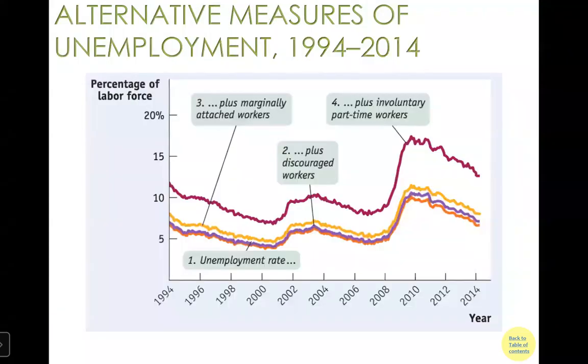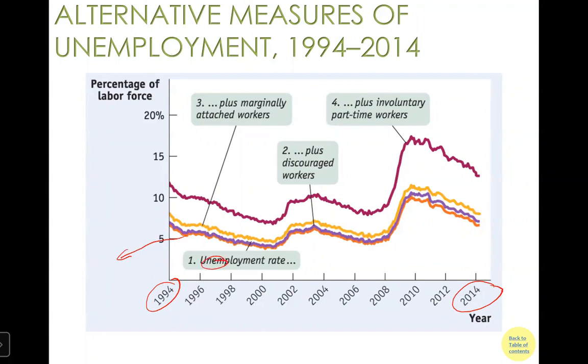So first, let me show you the actual data, and then I'll further explain. What's the problem with looking at unemployment only, and how can we compensate by looking at alternative or additional numbers, right? So look at this time series. This is the unemployment number for the US from 1994 to 2014. On the very bottom, the red one, is the unemployment rate.